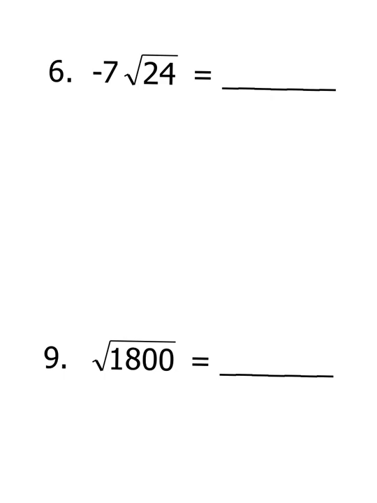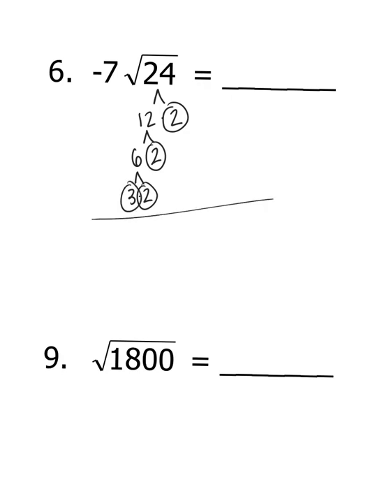Number 6 is another square root problem. Let's reduce 24. I see that as 12 times 2, although there's a lot of ways you could break that down. 12 I see as 6 times 2. Again, you could do it a different way. And 6 is 3 times 2. And finally, I've got all my prime numbers listed.